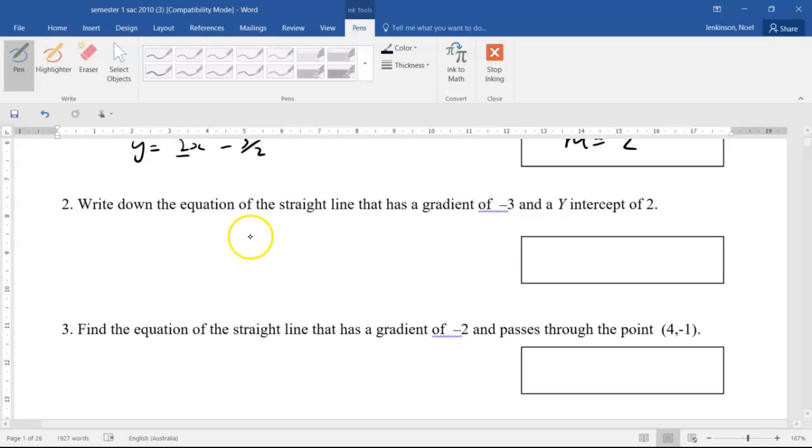Gradient minus 3, m equals minus 3. Y intercept is up 2, c equals 2. That's y equals minus 3x plus 2.